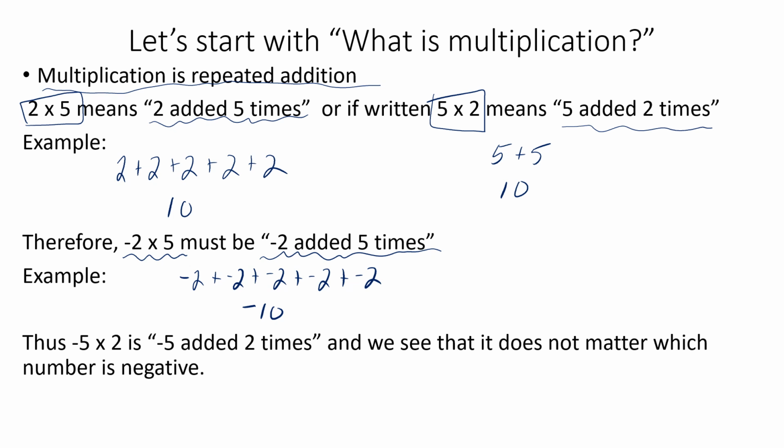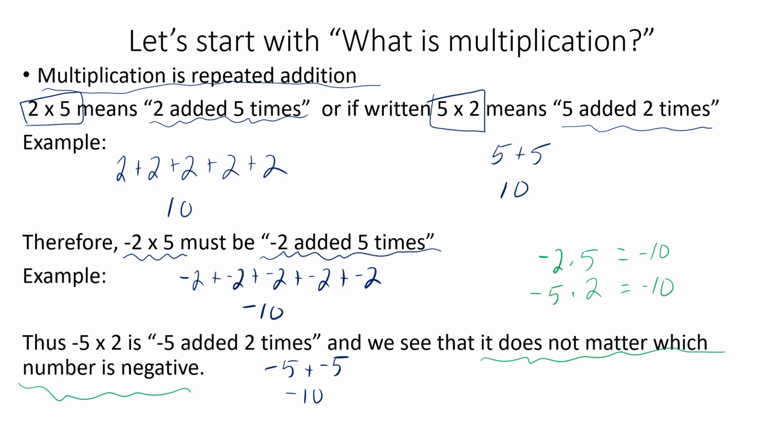Thus, negative 5 times 2, okay, this would also work, is negative 5 added 2 times. So we would have negative 5 plus negative 5, which is also negative 10. And what we see from that is that it does not matter which number is negative. So we can have negative 2 times a positive 5, or we can have a negative 5 times a positive 2. Both of those are equal to negative 10. So we want to note that it doesn't matter which of the two numbers is negative.